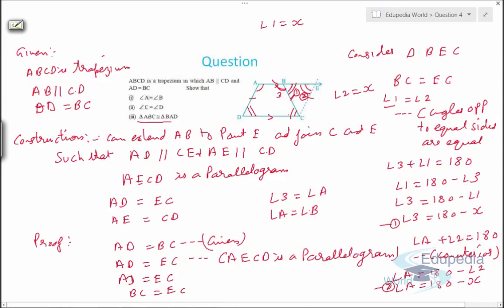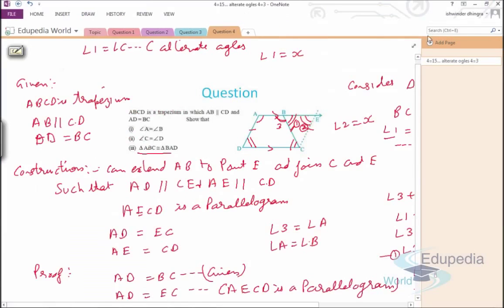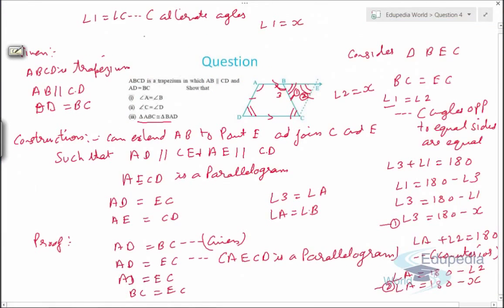So this angle, angle 1, equals angle C. Why? Because they are alternate angles. So why are they alternate angles? Because AE is parallel to CD and BC is a transversal, right? So we can say that angle C equals x also.